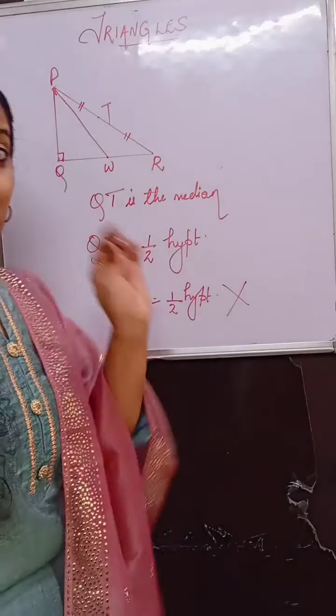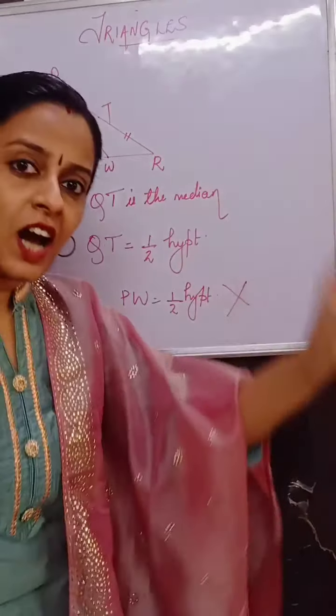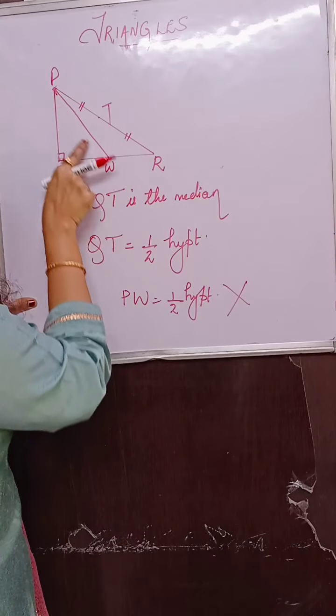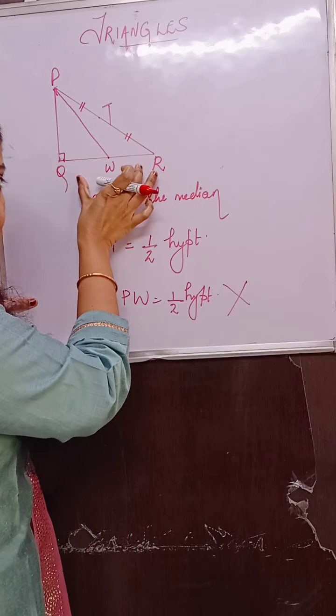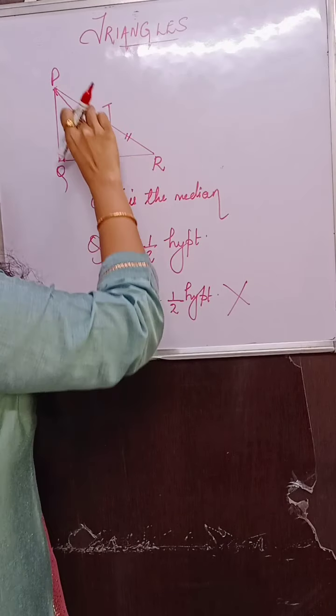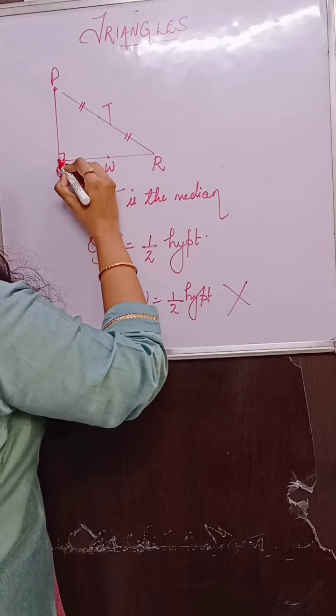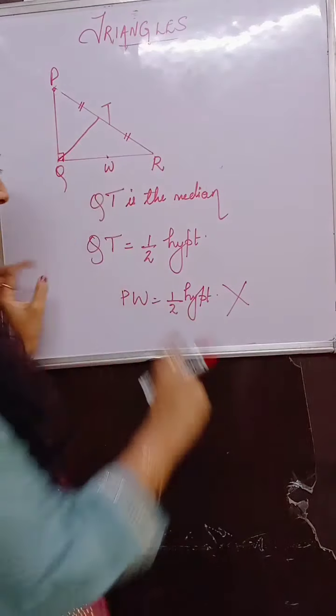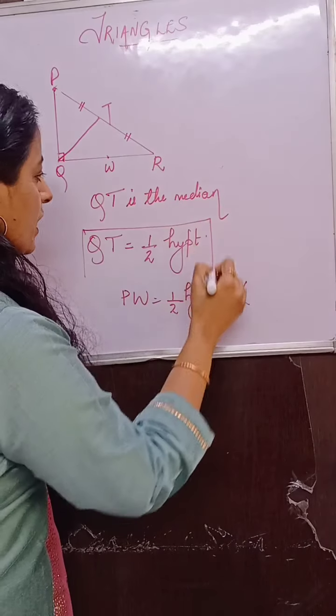No. Median should be on the hypotenuse. Here this median is not on the hypotenuse. This median is on the perpendicular side. It should be on the hypotenuse. Median should be on the hypotenuse. Only then you can apply this property.